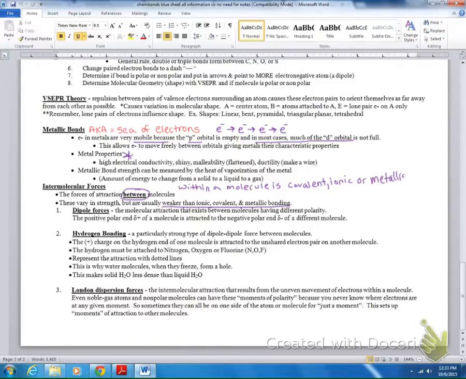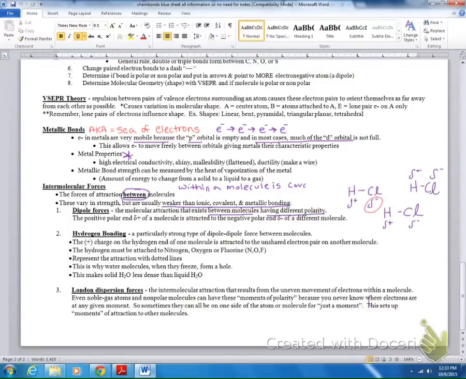These intermolecular forces vary in strength but are usually weaker than ionic, covalent, and metallic bonding. Dipole forces are the first type of intermolecular force, and this is just saying that the dipole forces are a molecular attraction that exists between molecules having different polarity.